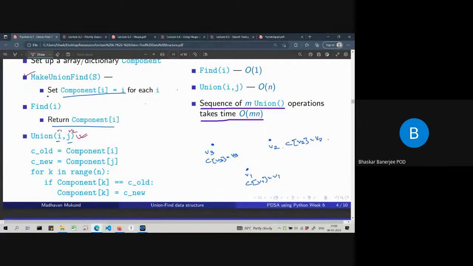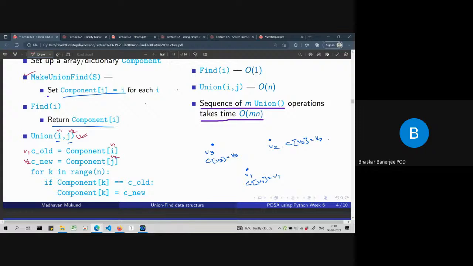So how would we do that? C old equal to component of I is the first line. So component of V1, component of V2. Component of V1 is anyway V1. Component of V2 is V2. C new. Then for K in range of N. Now, to join V1 and V2, in this first step both components have only single vertices. But in the middle of the algorithm, when we have reached a certain level of joining, obviously each component would have more vertices.